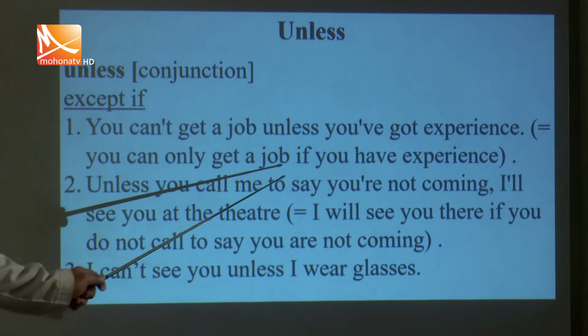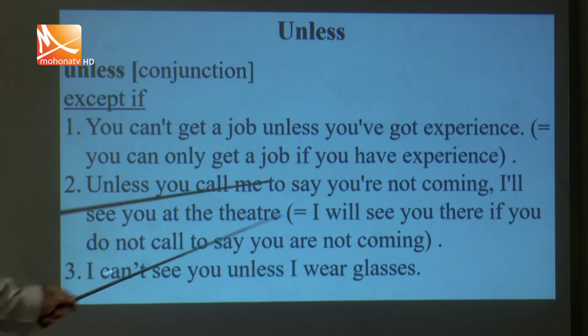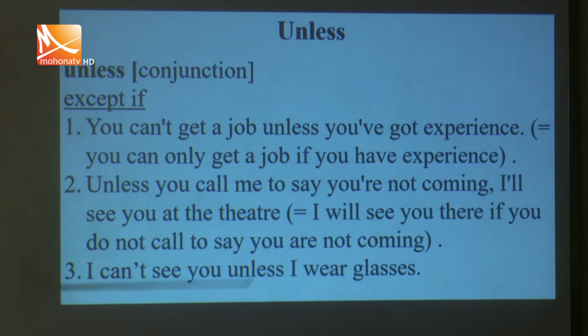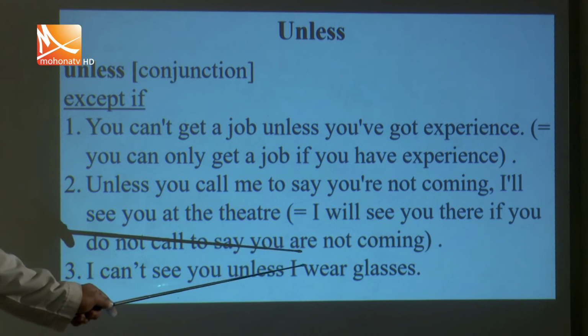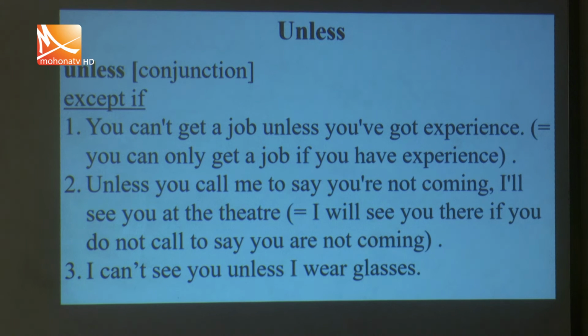Unless you call me to say you are not coming, I will see you at the theater. So it will happen. There is possibility. Okay. I can't see you unless I wear glasses. If we want to say it using if, we can say I can't see you if I do not wear glasses. Okay. So when we use if, we will use negative structure, but unless has negative meaning within it, so we will use affirmative structure. We will not use negative structure with unless.